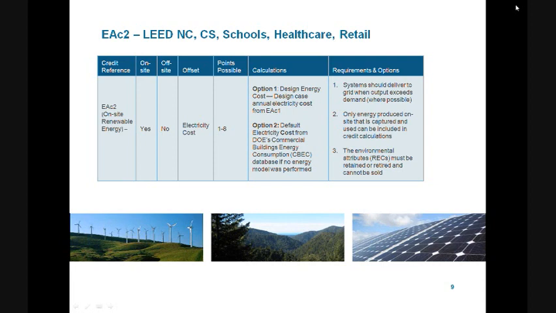Okay, so EAC2 is for rating systems, new construction, core and shell, schools, healthcare, and retail. And this is the on-site credit for these rating systems. It does not talk about off-site green power reps, anything like that at all. Now, what's special about EAC2 is that we're talking about offsetting a portion of your cost. So the other credits, 6 and 4, are about offsetting your usage. This one is specifically about cost. So it's important for people to know the difference.